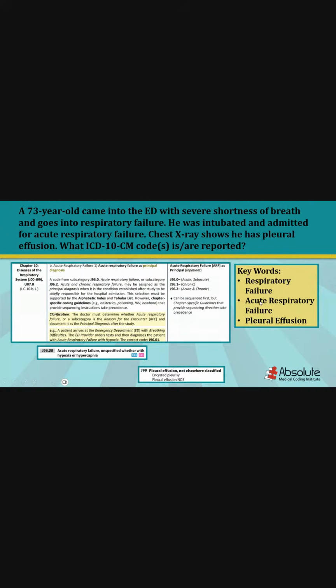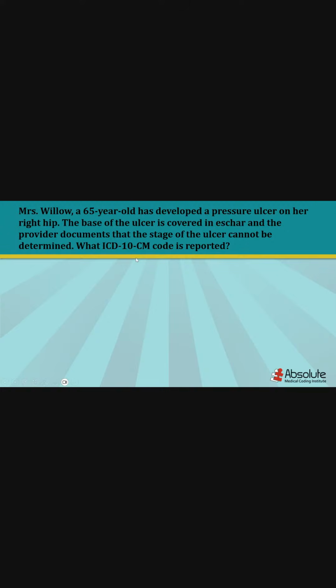Okay. So here is our scenario. So again, 65-year-old, pressure ulcer on her right hip. Base of the ulcer is covered in eschar, and the provider documents the stage of the ulcer cannot be determined. What codes are we reporting? So as everyone said, we're going to be focused on that pressure ulcer, specifically the pressure ulcer on the right hip. Also that the stage of ulcer cannot be determined.